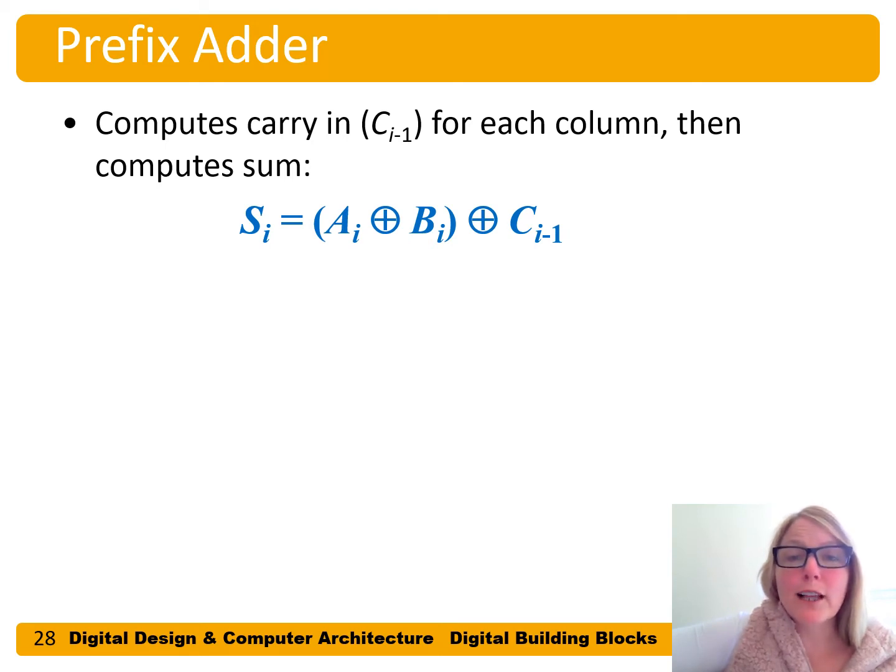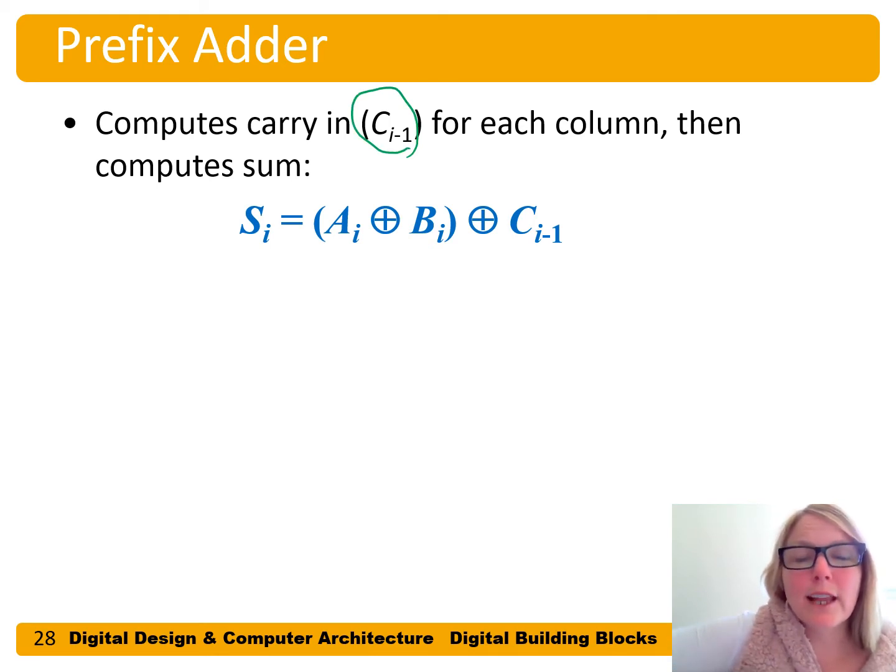But different from the carry look-ahead adder, it's trying to calculate these carries for each of the columns as fast as possible. So the carry in, C sub I minus 1, for each column I, we're trying to compute that as fast as possible with a prefix adder. And then we're going to use those carries that we've produced, for each column, to do the usual sum calculation, sum equals A XOR B XOR Cin, that we've done before.